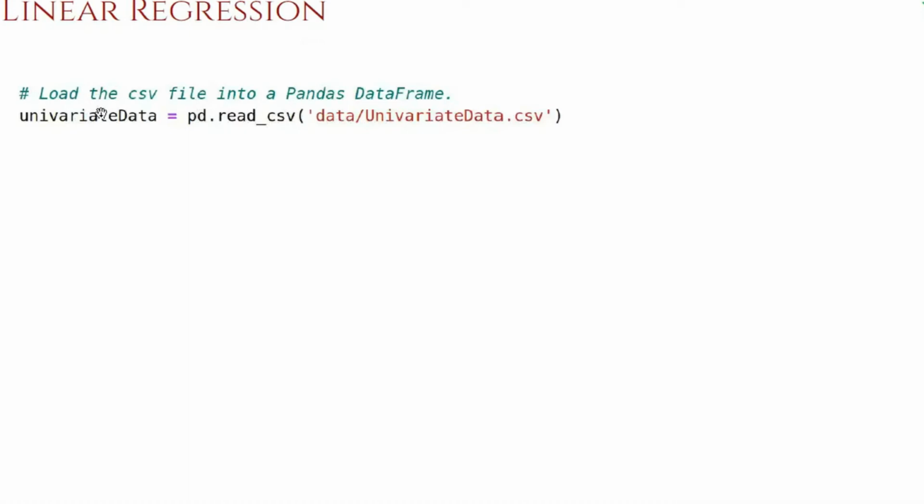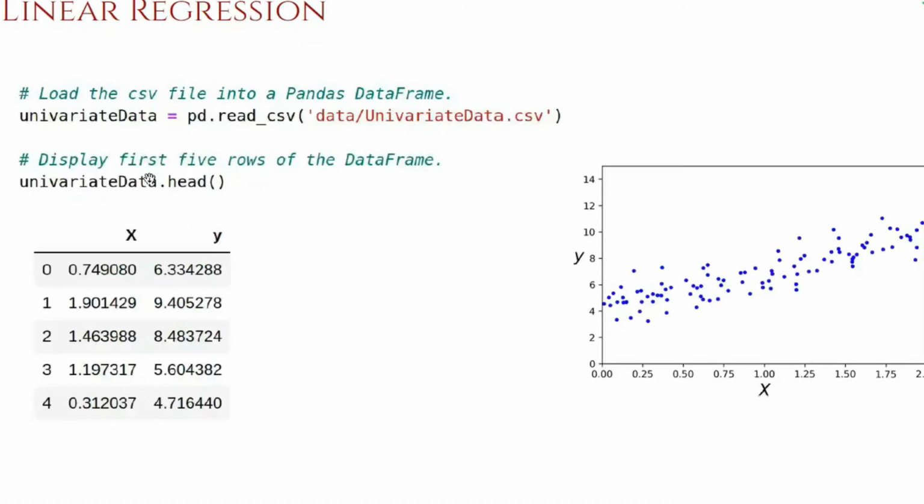The built-in data structure is called a data frame. A data frame is the standard data structure used by the pandas library for data processing. If you want to look at the first 5 entries of this data frame, you can just put dot head and it will print the first 5 entries. This is our x value, this is our y value. What we need to do is find the relationship between y and x.